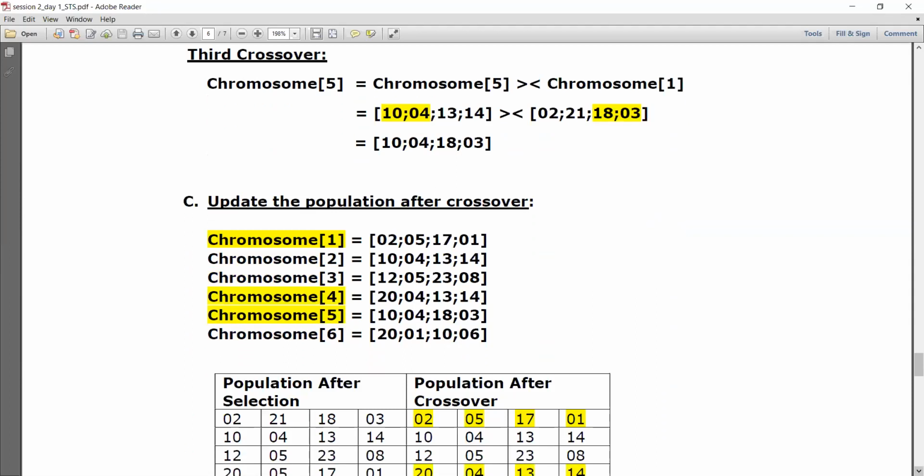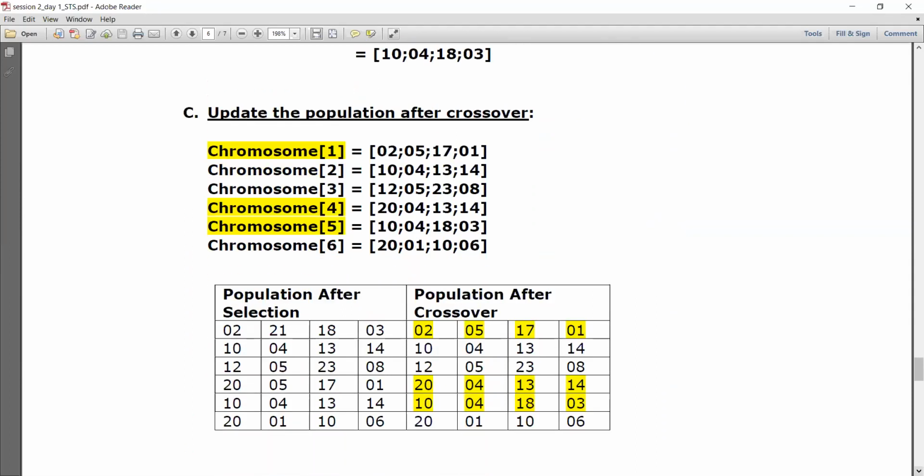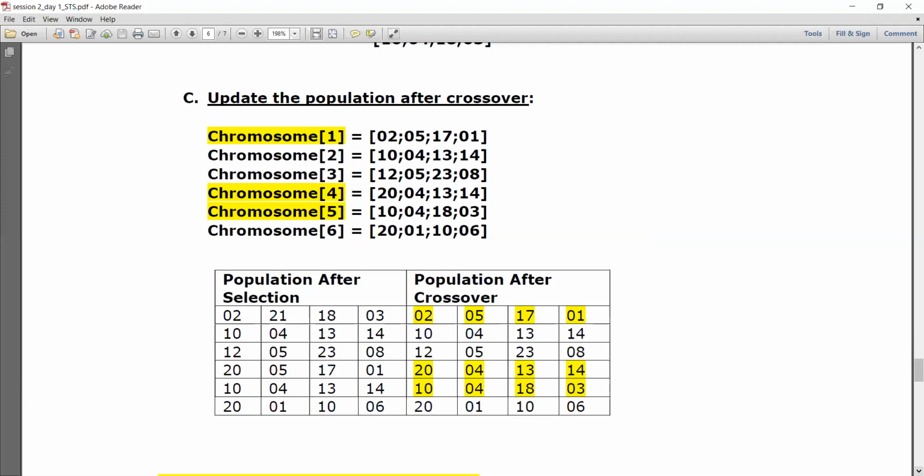Now we are going to update the solution after crossover. The updation is, as I said very clearly, we have only 3 crossover chromosomes. So chromosomes 1, 4 and 5 are replaced with those 3 outputs. What we have received after the first, second and third crossovers, replace it gently, leaving the other chromosomes, 2, 3 and 6, unaltered. So those chromosomes are simply the same before crossover as well as after crossover.